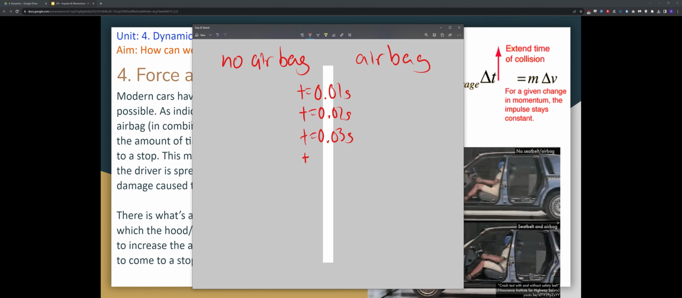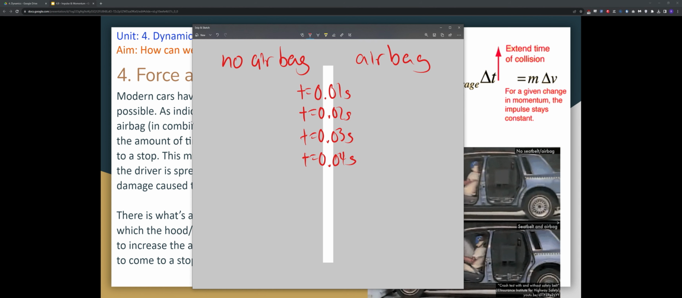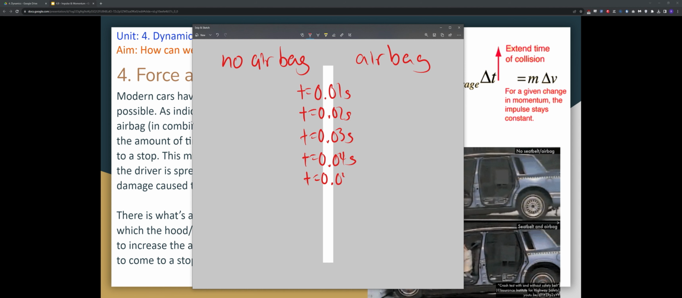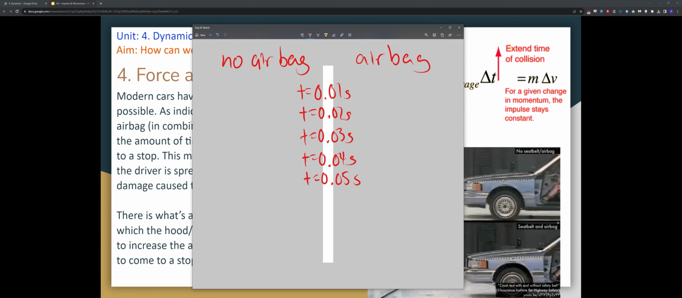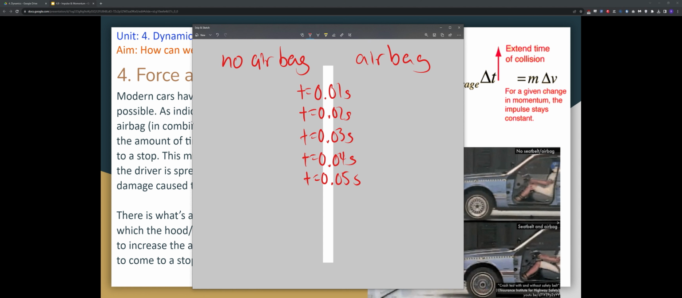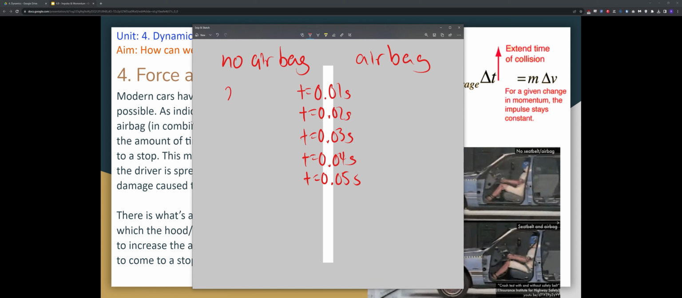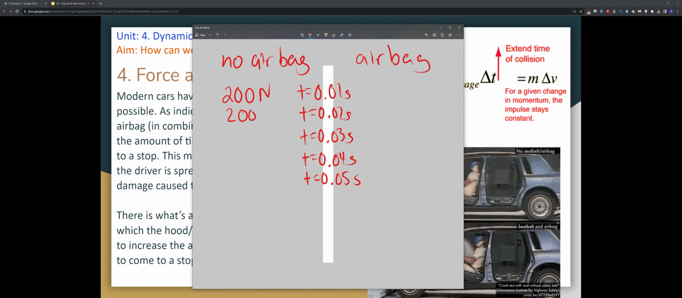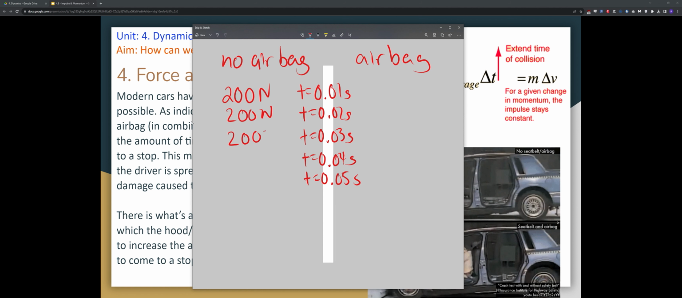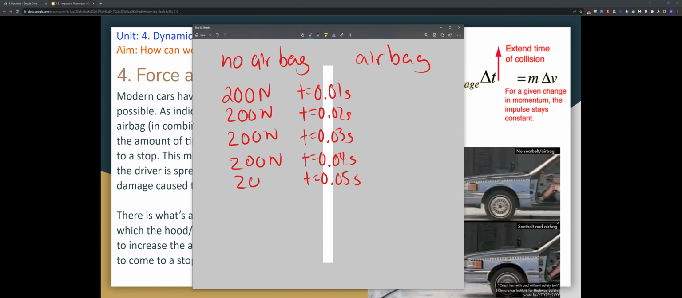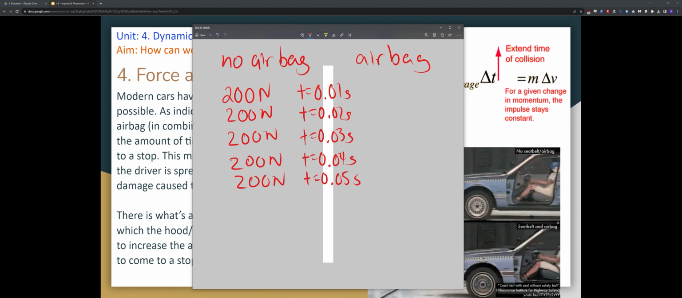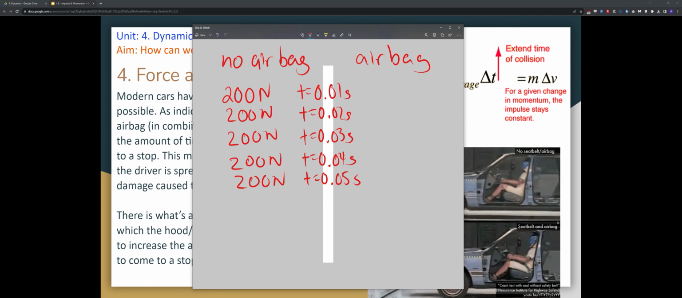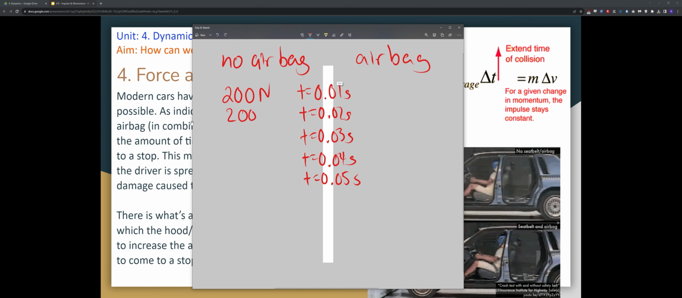And so let's do this. And so let's say the airbag, and this is not really what happens in real life. Your force does vary. I'm really just simplifying it for Regents physics. And so let's say the airbag applies a force of 200 newtons, really just spread out over this time interval. So each of these intervals, you have an applied force of 200 newtons on you. I'm sorry, this should be on the airbag side.